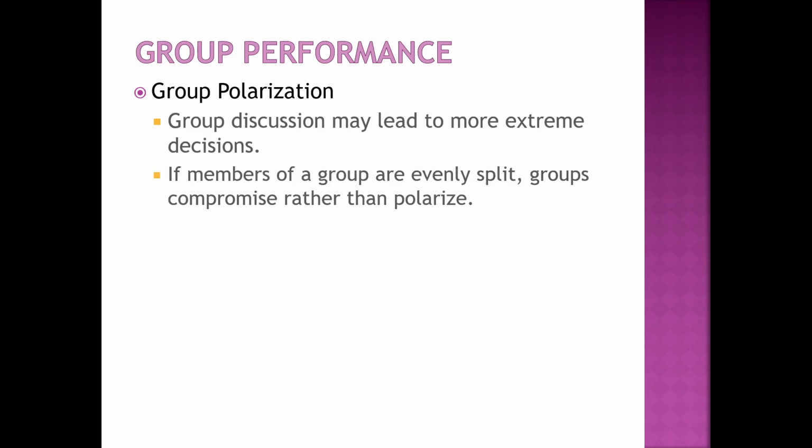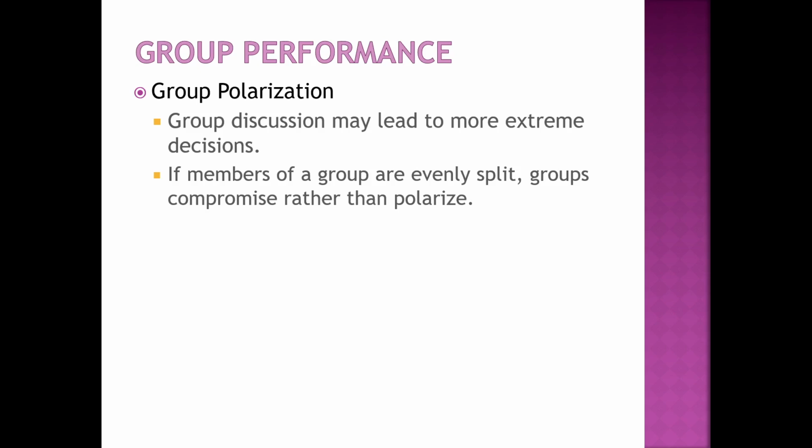Group polarization. If you have a group that is evenly split on some topic, I'll just give you a dumb example. Let's say the PTA is trying to decide whether to raise money by having a book sale or a bake sale. So these are our two choices. And let's say pretty much 50% want a bake sale and 50% want a book sale.